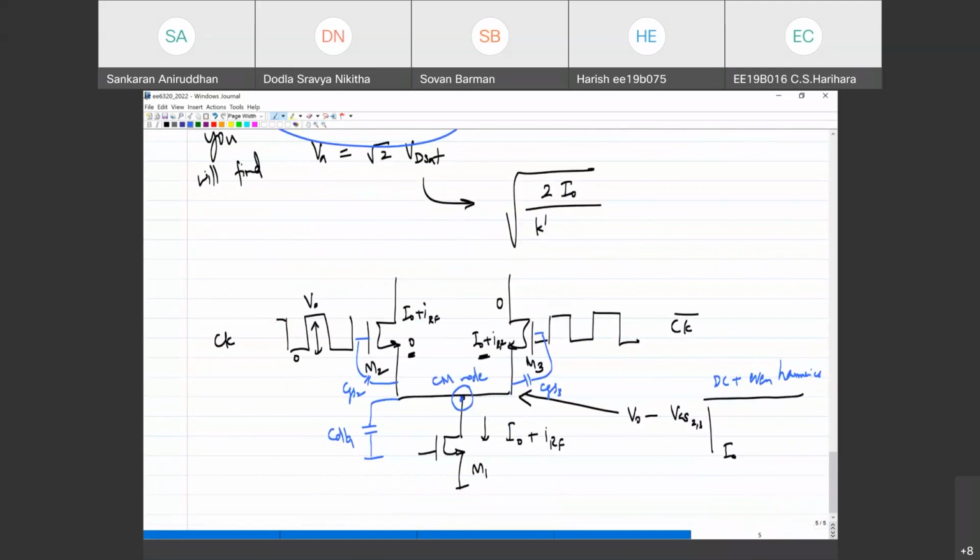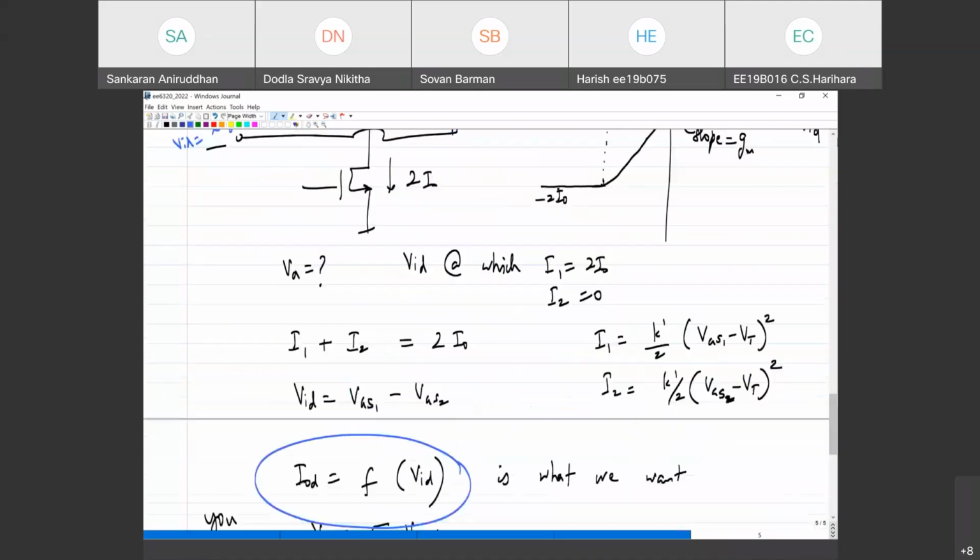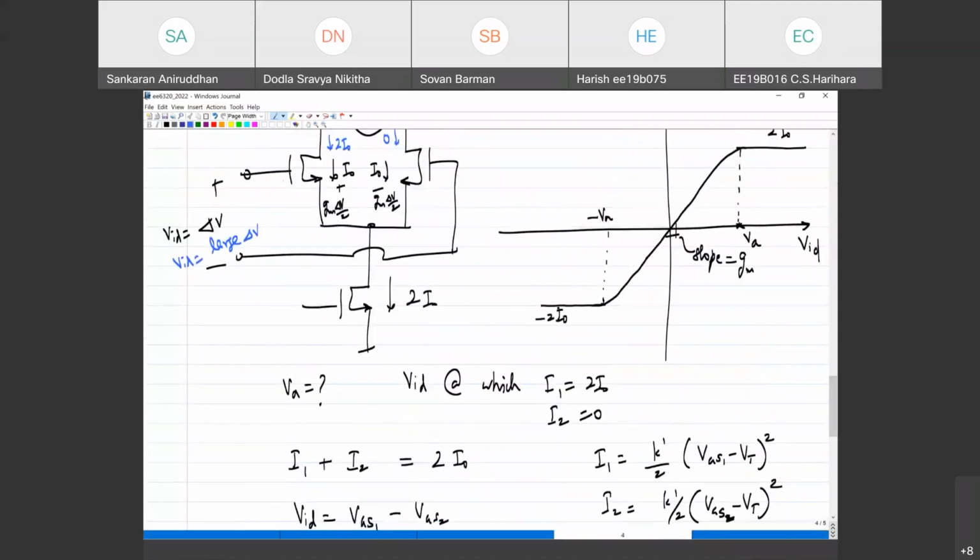But for odd harmonics, you will analyze it in this fashion. You will apply a delta V here, because it's a fully differential circuit. If you have even harmonics, there will be common mode signals. They will appear equally on both sides, in which case you will get delta V here, and this will be delta V minus VGS, right? You can get the second harmonic at this node as well.